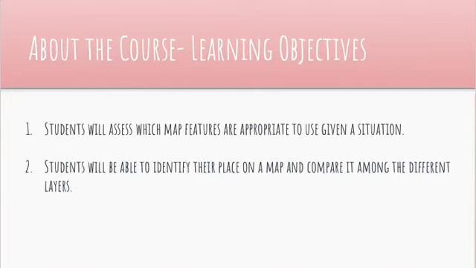The second objective is that students will be able to identify their place on a map and compare among the different layers. So students will know that they live in Massachusetts and that Massachusetts is in New England, which is in the Northeast region, the East Coast, which is in the country of the United States, which is on the continent of North America, and the fact that North America is a continent of the world.